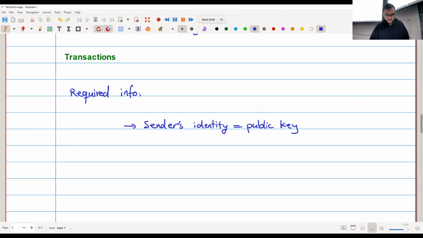It should, of course, contain the recipient's identity. And this is also the recipient's public key. It should have an amount, right? So how much do I want to send? But what else do I need? Well, I need to prove that I have the money that I'm trying to send, right? So I somehow need a proof of ownership.